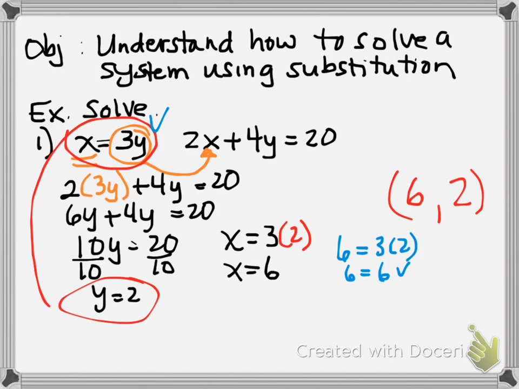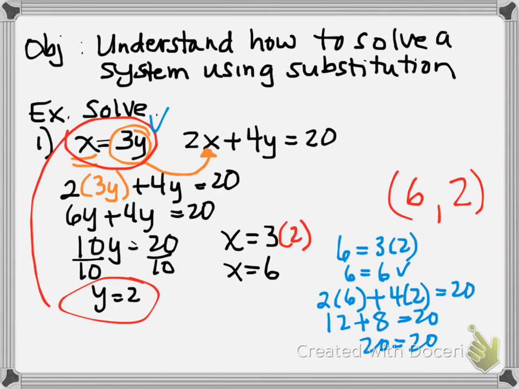So let's try the second one. Is 2 times 6 plus 4 times 2 equal to 20? So I get 12 plus 8, and I get 20 equals 20. So it satisfies this equation as well. So what that verifies is, yes, that is the solution to the system. Okay? Maggie? And so you just stop there. You're done. That's all you're asking is what's the solution. Okay? So that's something that we're working on.